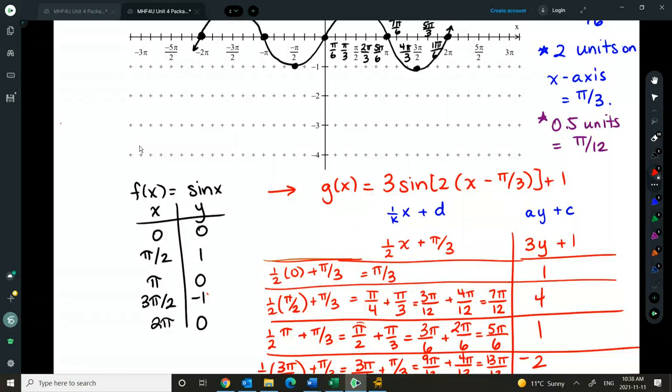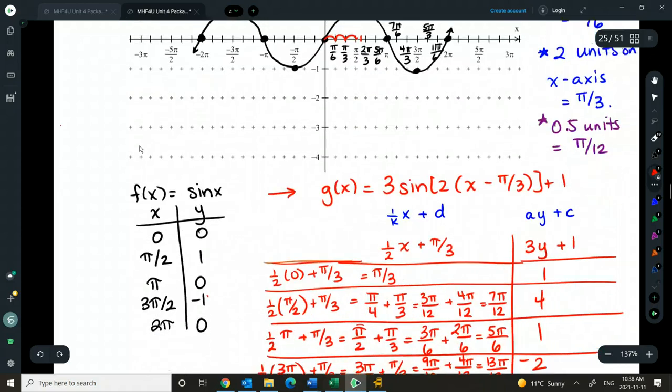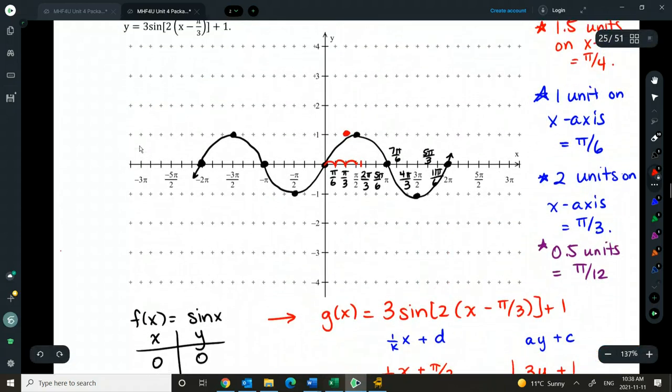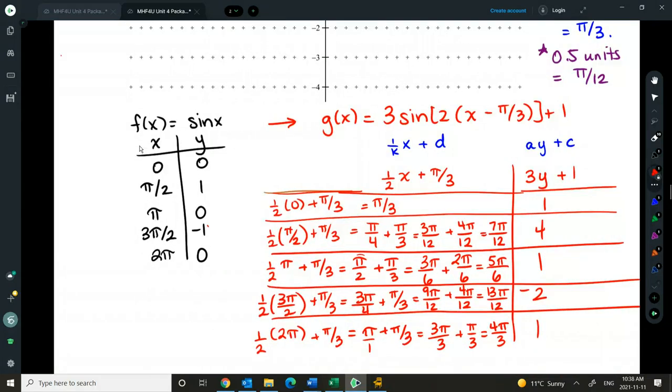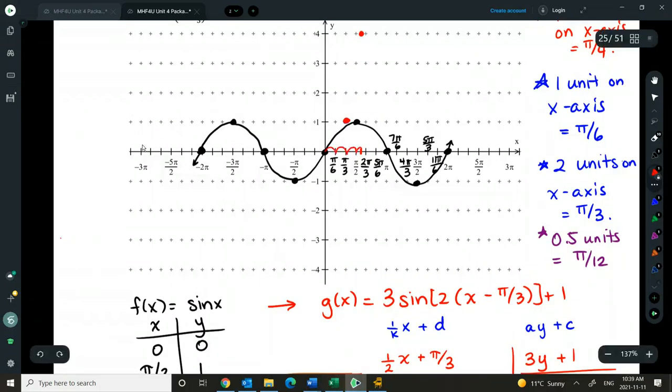So I go over, what's 7 times 0.5? 3.5. So I'm going to go over 1, 2, 3.5, and that should have a y value of 4. Okay, so I'm going to plot that up here, right here. So that is 7 pi over 12 right there. 3.5 units over. 5 pi over 6. We have this one labeled. Also, if we know that pi over 6 is 1 unit, then I have 5 units, right? So you can just count over 1, 2, 3, 4, 5, and plot that at 1.